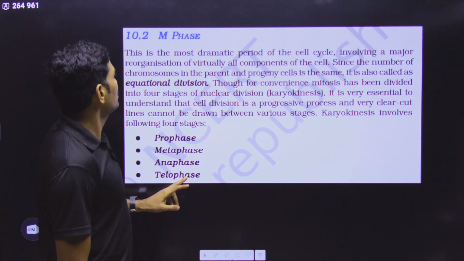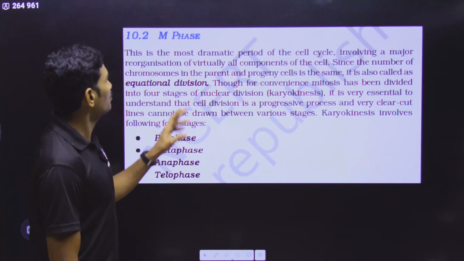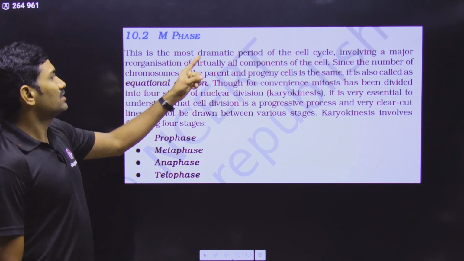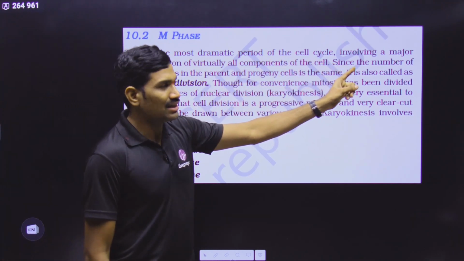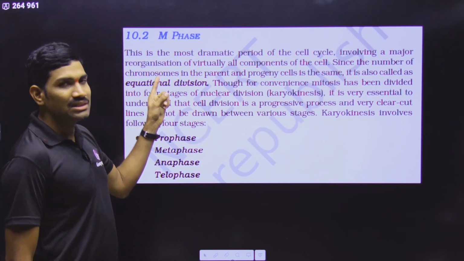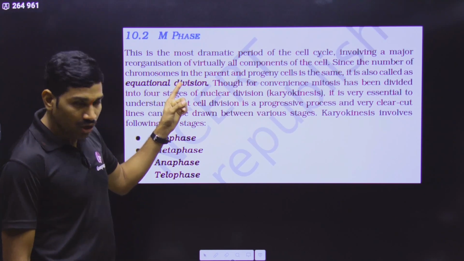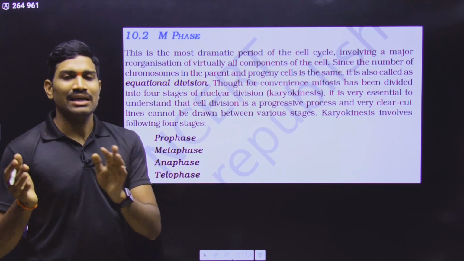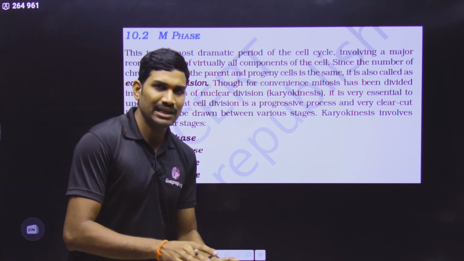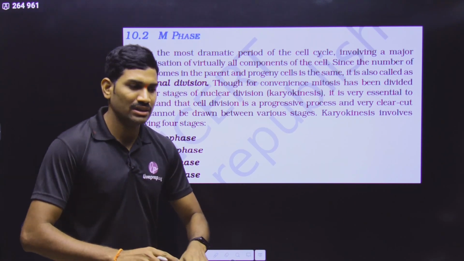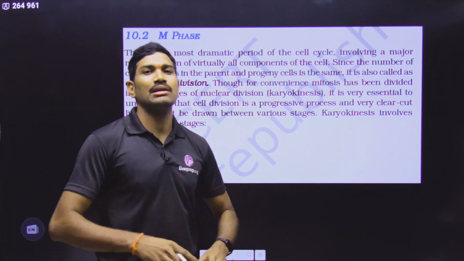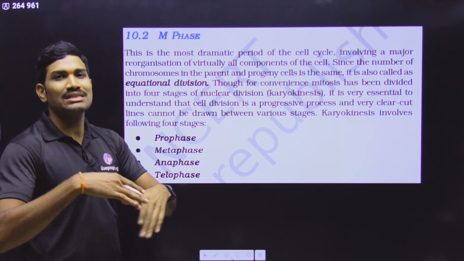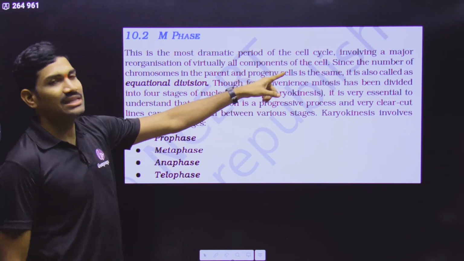Now let us go through this. M phase, general information regarding the M phase is given. This is the most dramatic period of the cell cycle, involving a major reorganization of virtually all components of the cell. In the M phase, what happens? Initially all of them are present, and then they undergo disappearance, breakdown and so on. Again at the end, they reappear. So in this way, virtually all the components undergo changes, and reorganization takes place.